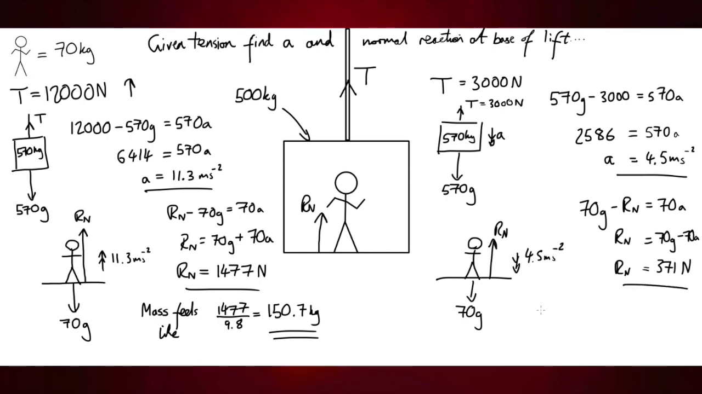This gives me a reaction normal of 371 newtons. Again, what's this going to feel like? Well, let's divide it by 9.8. And you are going to feel, if this happens, like your mass is only 37.9 kilograms. This is a basic example of a lift problem. But again, just like connected particles, we look at the whole system first, then we zoom in on the smaller part to work out what the reaction normal is.